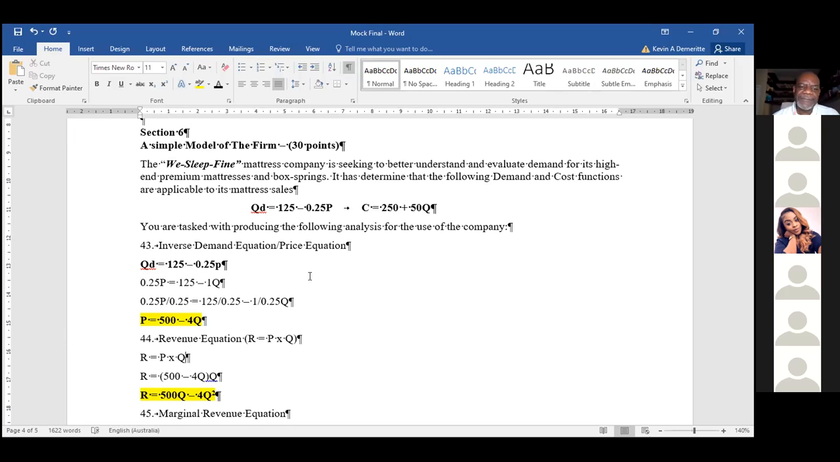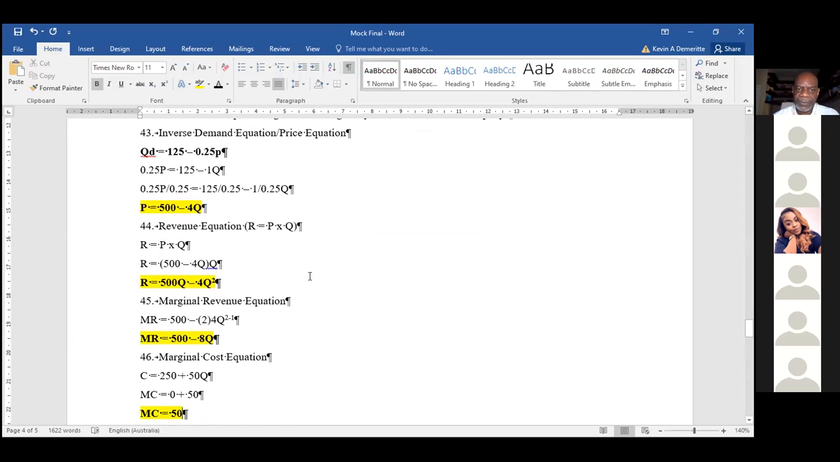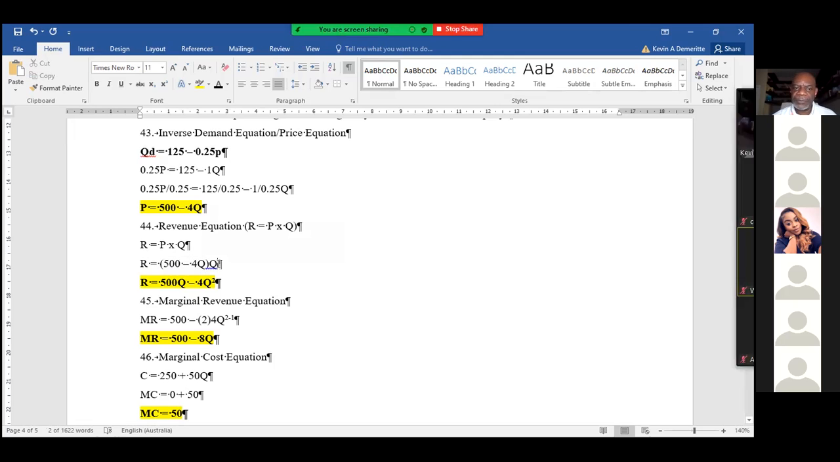Then they ask us to find the revenue equation. The revenue equation we know is price times quantity. Well, we just found a price equation. The price equation was 500 minus 4Q. And we multiply that according to our formula. Revenue equals the price equation times Q. The price equation is 500 minus 4Q, and we multiply that by Q.